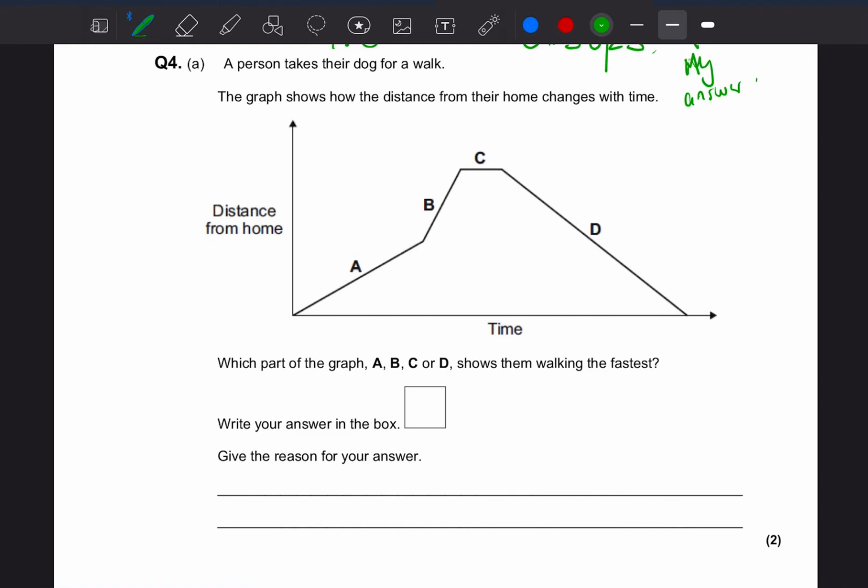Okay, question 4. Question 4 is a lovely short question. A person takes their dog for a walk. The graph shows how the distance from their home changes with time. Which part of the graph, A, B, C, or D, shows them walking the fastest?